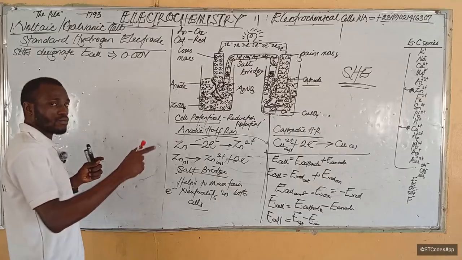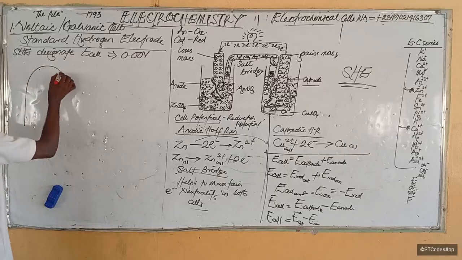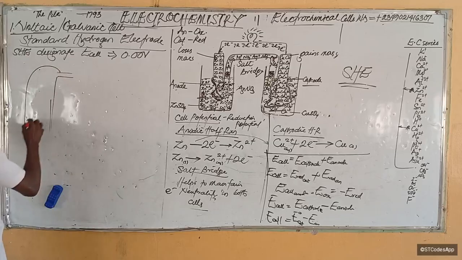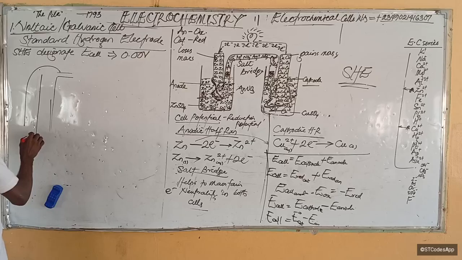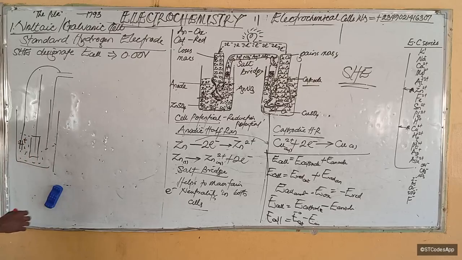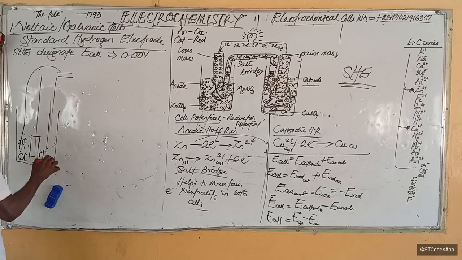So how it is done is that there is a U-shaped tube through which the hydrogen is passed, and there is an electrode that is immersed in an acidic solution. Inside this acidic solution, if it's HCl, you have H plus and Cl minus.